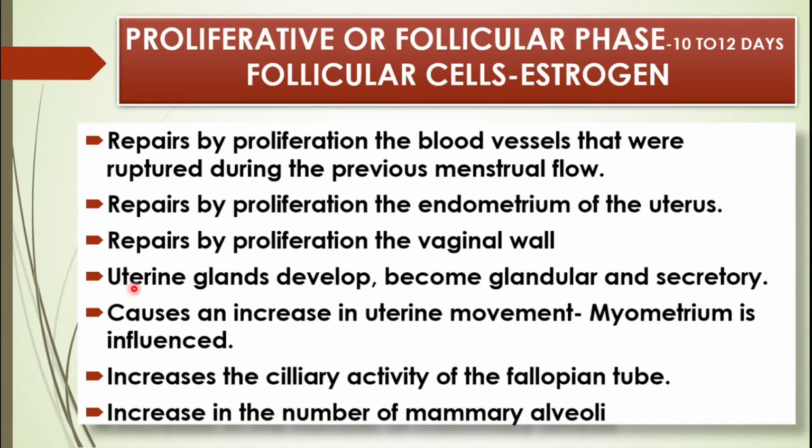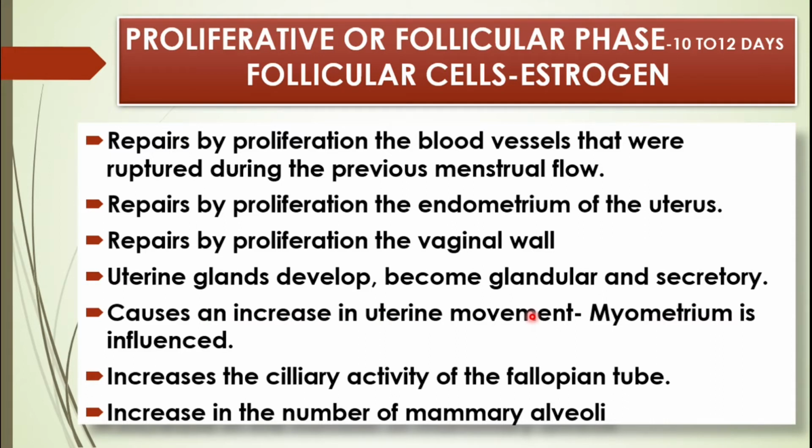The uterus shows several glands, and these glands start developing. They become glandular and secretory in nature during the proliferative phase. The estrogen influences the myometrium. And when the myometrium, I hope you recollect what the myometrium is. The myometrium is the second wall of the uterus, the innermost being the endometrium. The middle wall is the myometrium. The myometrium is influenced by the estrogen, and there is a slight increase in the uterine movement.